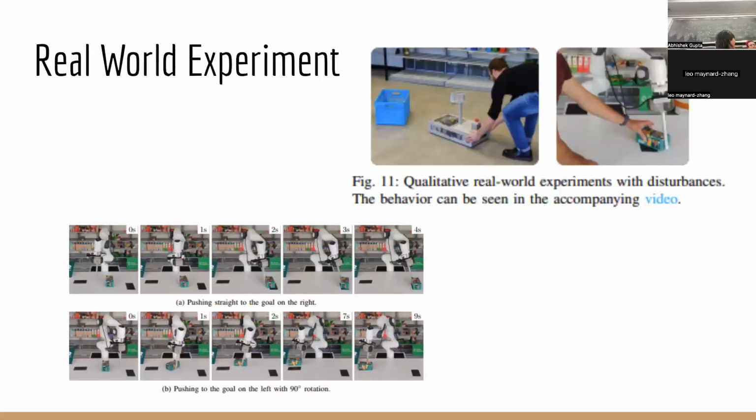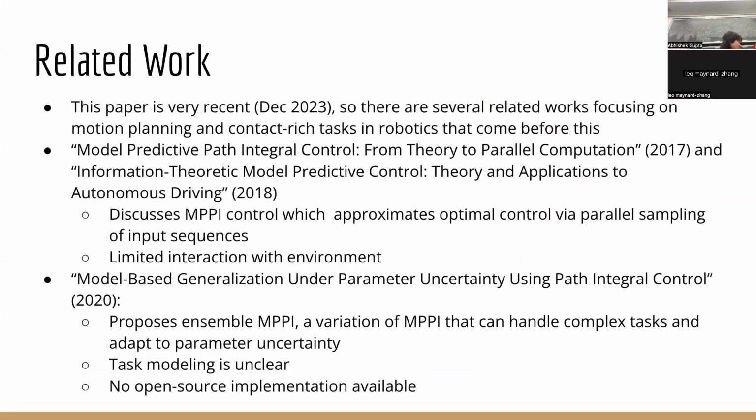Okay. I don't know if we have time to finish, but in terms of the real world experiments, they took the experiments from C and applied them to real life, and they found that the robots could solve the problems that were set for them, even when they messed around with the robots. There's a cool video, but yeah. This paper is very recent, like 2 months ago, so there are a lot of previous related works.